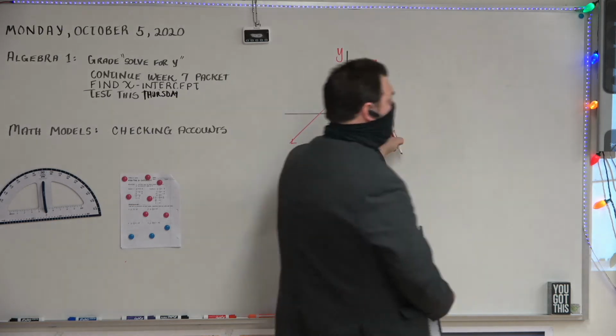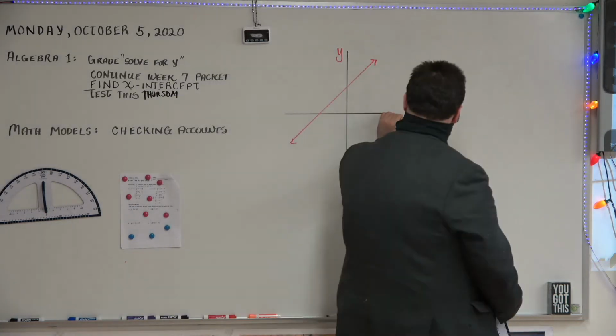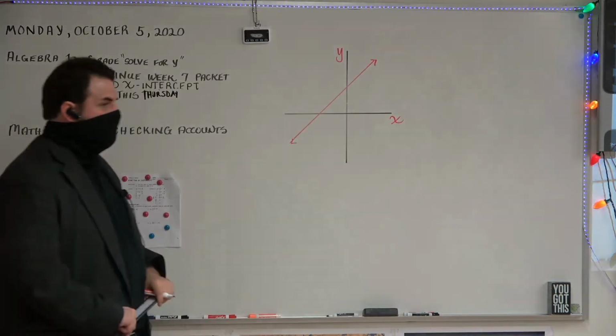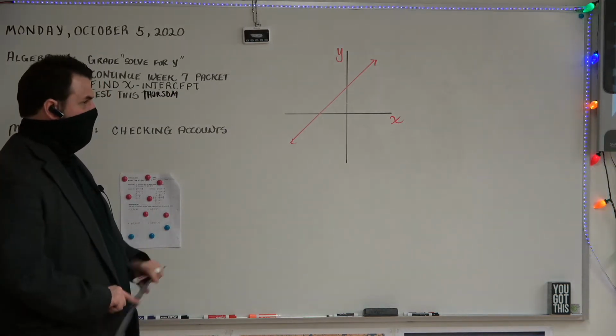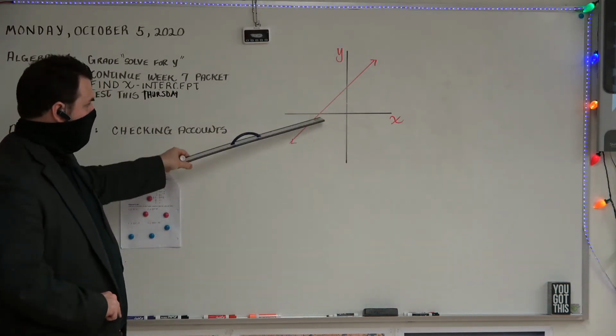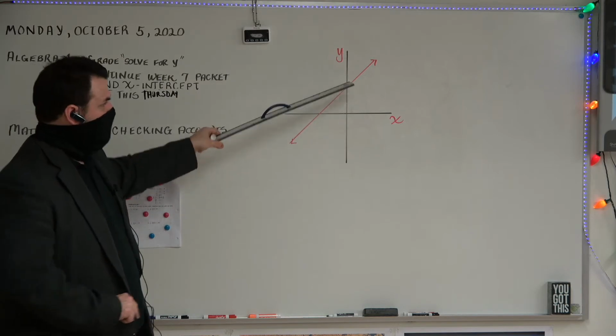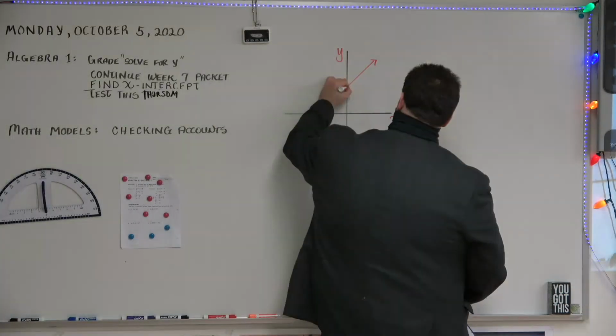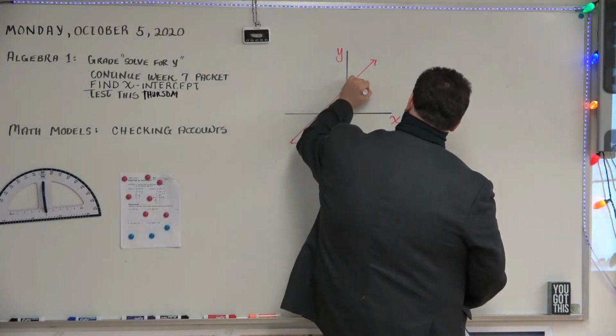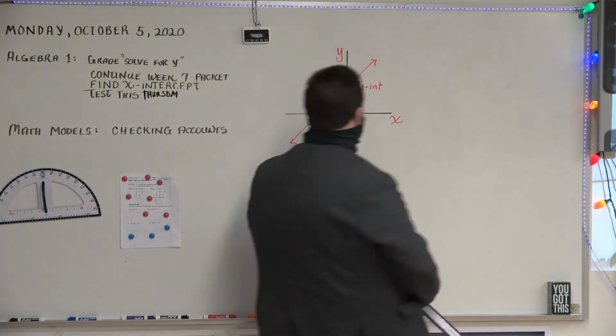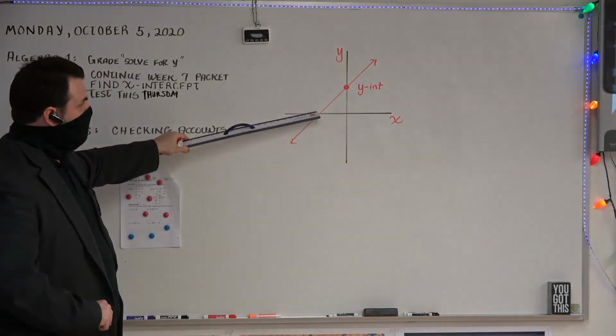What's this line over here? X. So where's the Y-intercept? On the Y-axis. Is it right here or is it right here? Up here. Y-int. What is this point right here?